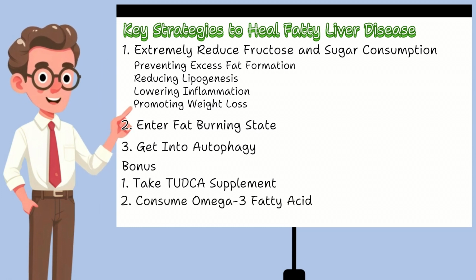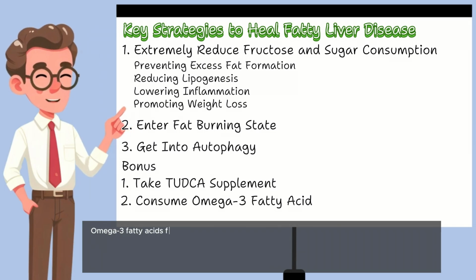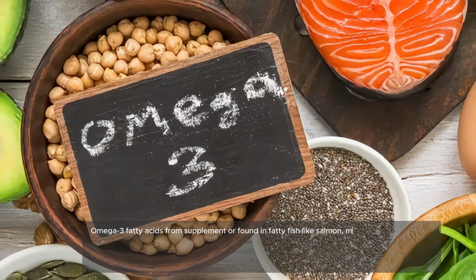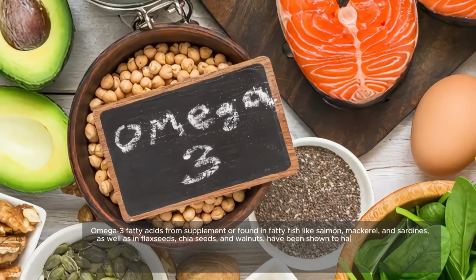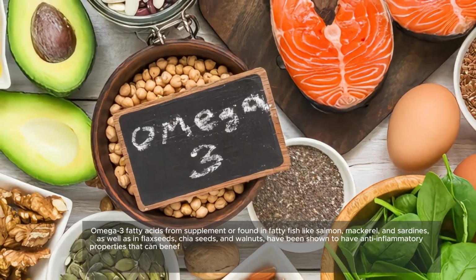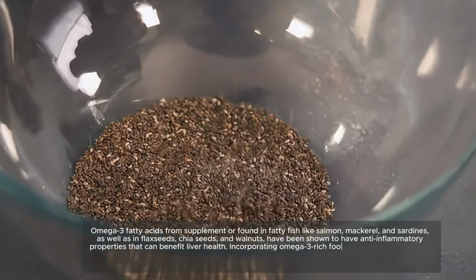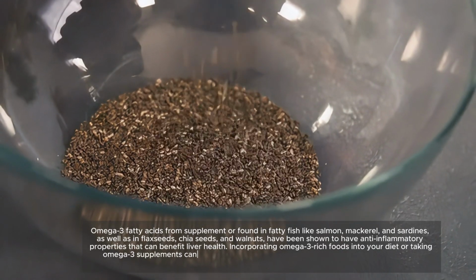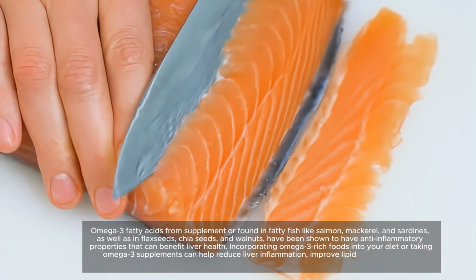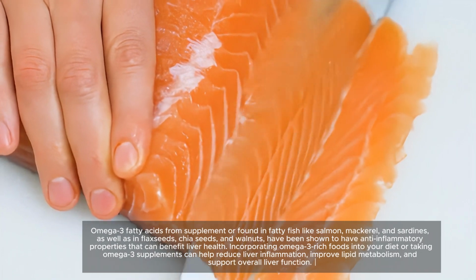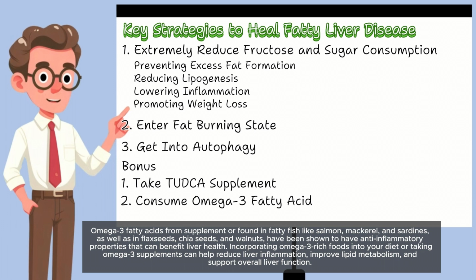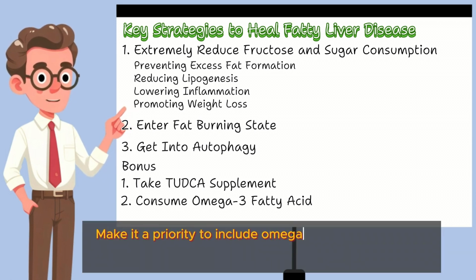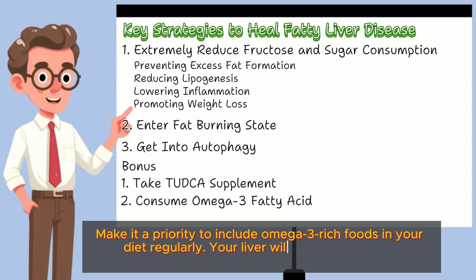Consume omega-3 fatty acids. Omega-3 fatty acids from supplements or found in fatty fish like salmon, mackerel, and sardines, as well as in flax seeds, chia seeds, and walnuts, have been shown to have anti-inflammatory properties that can benefit liver health. Incorporating omega-3 rich foods into your diet or taking omega-3 supplements can help reduce liver inflammation, improve lipid metabolism, and support overall liver function. Make it a priority to include omega-3 rich foods in your diet regularly. Your liver will thank you for the nourishment.